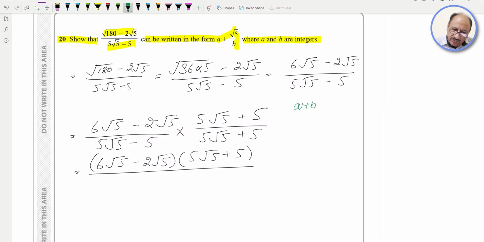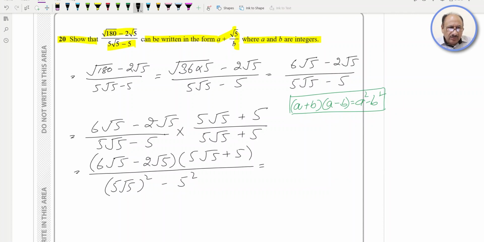A plus b into a minus b is equal to a square minus b square. So this is the formula which we will apply on the denominator, and this will be a minus b, a plus b, so it will be a square minus b square, which is 5 root 5 squared minus 5 squared, and this one we can rewrite as, if we multiply, this will be 30 into 5 will be 150.